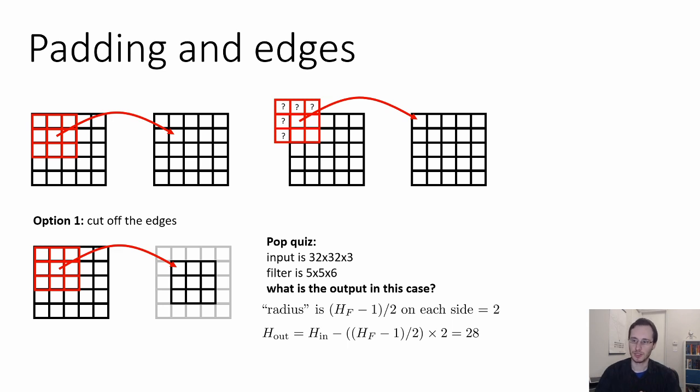In general, the output height will be the input height minus the radius, (hf minus 1) over 2, times 2, because you pay that price on both ends. So if our filter is of size 5, then our radius is 2, so our 32 by 32 input will be reduced by 2 times 2, or 4, for each dimension, so the 32 will turn into a 28. Then the output will be 28 by 28 by the number of output filters, which is, in this case, 6, because our filter is 5 by 5 by 6. So we'll end up with a 28 by 28 by 6 output.